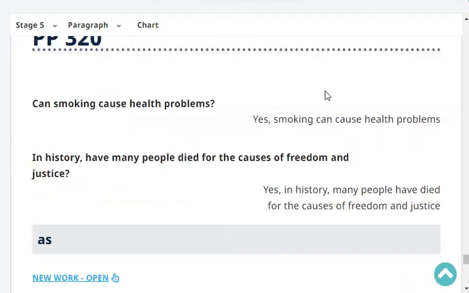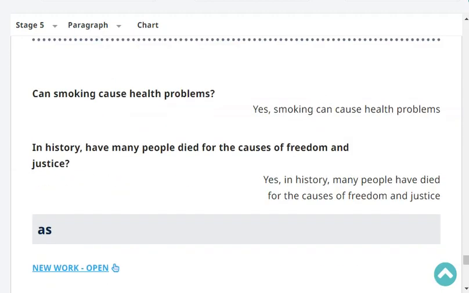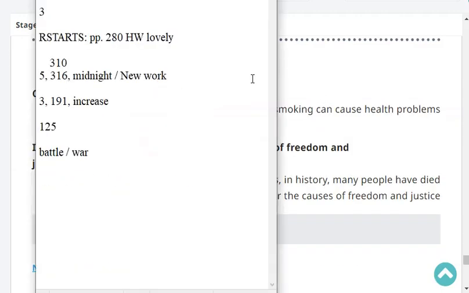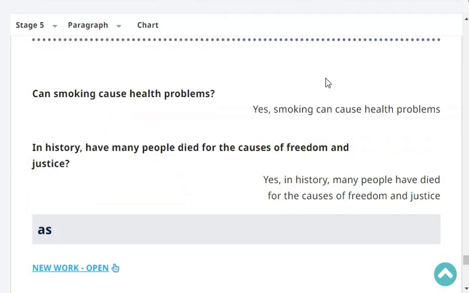Reggie, can smoking cause health problems? Yes, smoking can cause health problems. Right? In history, have many people died for the causes of freedom and justice? Yes, in history, many people have died for the causes of freedom and justice. Very good.